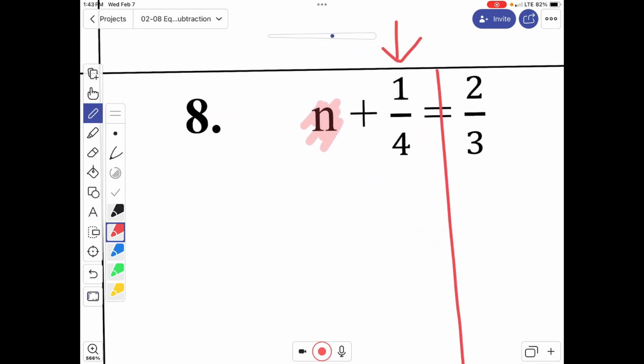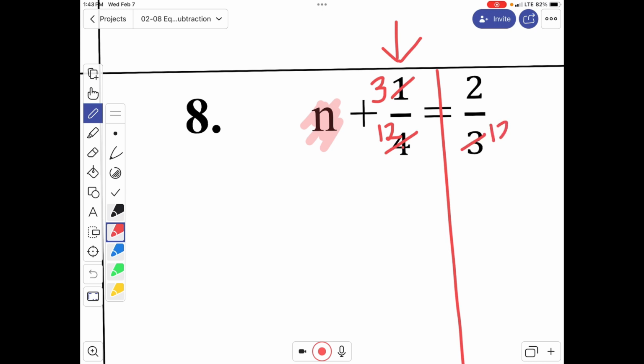So I'll go back over here, and I want 4 to become 12. Well, I can't just change it. 4 times what makes 12? 4 times 3. So if I multiply by 3 on the bottom, I got to multiply the top by 3. So 1 times 3 would make it 3.